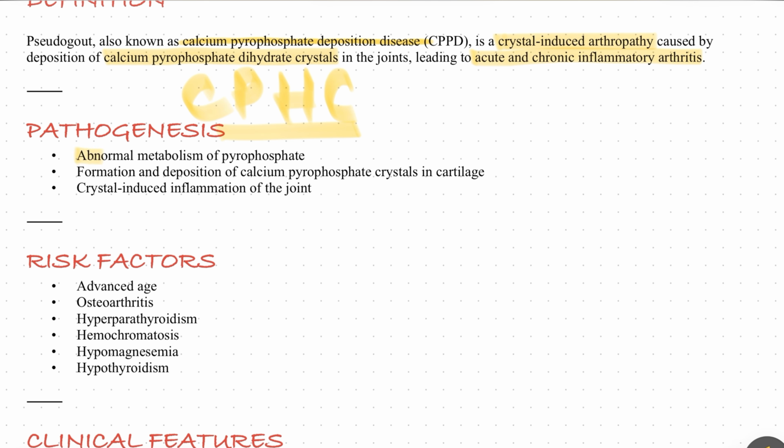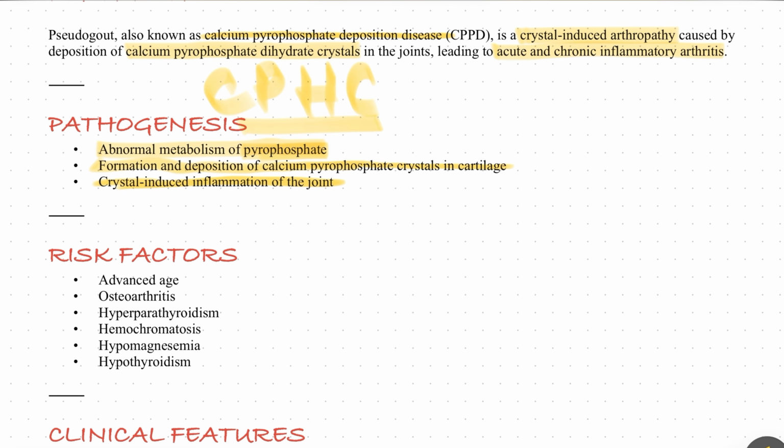Pathogenesis: obviously there will be abnormal metabolism of pyrophosphate, which leads to formation and deposition of calcium pyrophosphate crystals in the cartilages. In gout it was in the joints. Here it is crystals in the cartilage. It is a crystal-induced inflammatory disease.